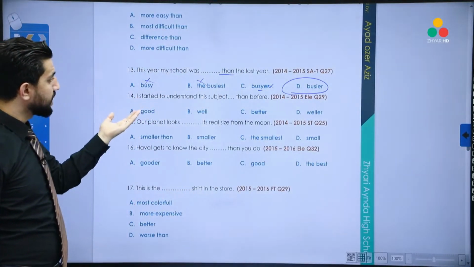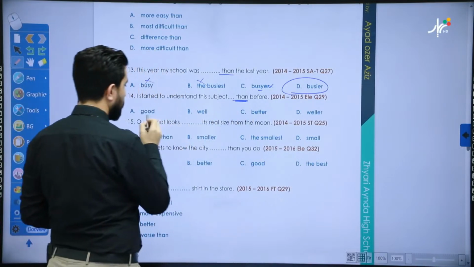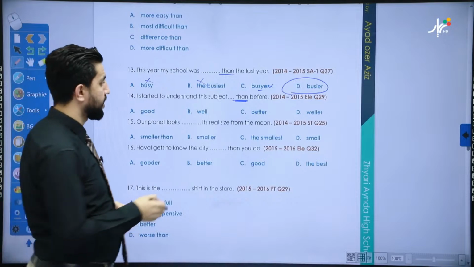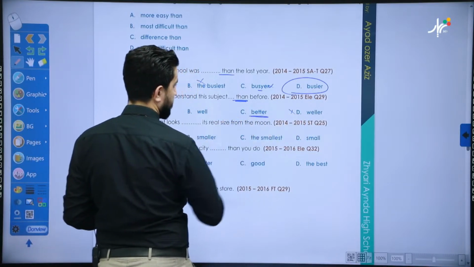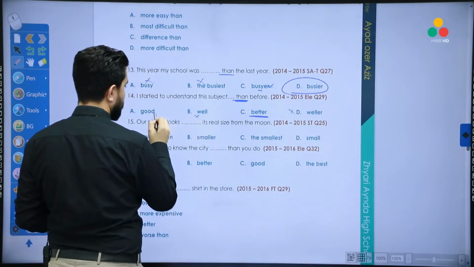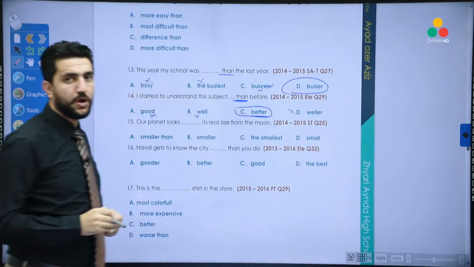Number 14. I started to understand this subject than before. Again, we have the word than, right? So which one do you think is correct when we have the word than? We don't have "weller" in English. We have better in English. So this one is wrong, this one is wrong. We say better than. Okay?